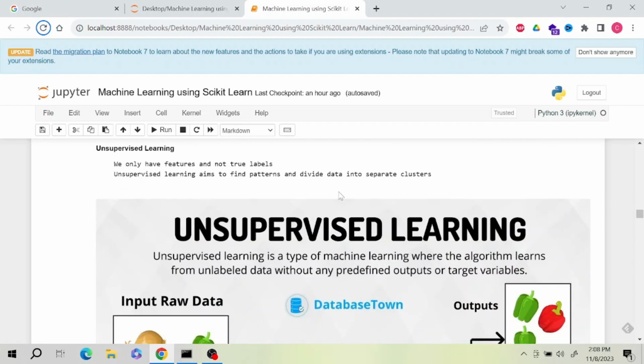Okay, the next type of machine learning is unsupervised learning. Here we have only data, or we only provide the features, but we don't provide the true labels. And we expect machines to understand the pattern. It doesn't know what data it got, but it should divide that data into similar patterns, or separate that data into different clusters and so on. That kind of learning is called unsupervised learning.